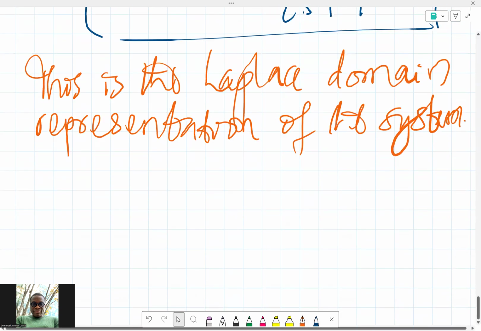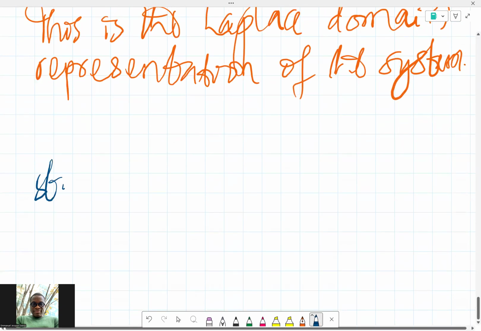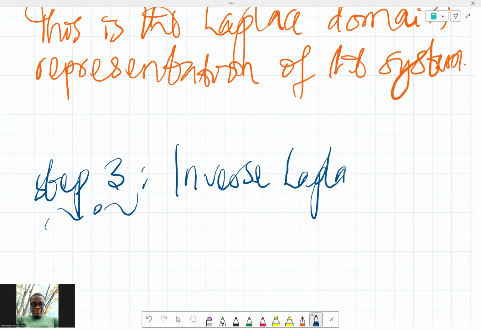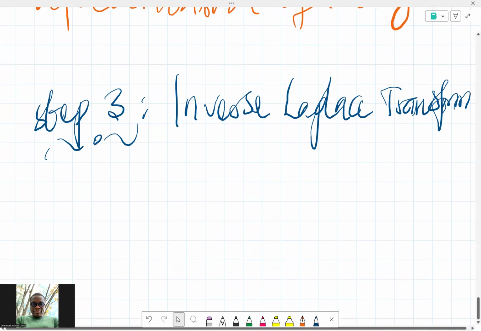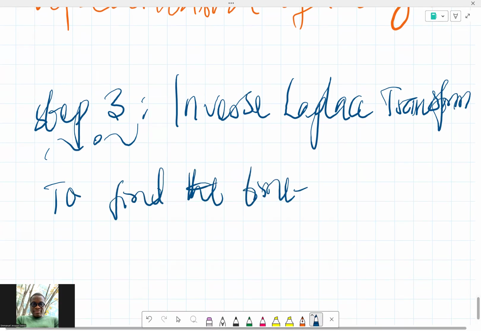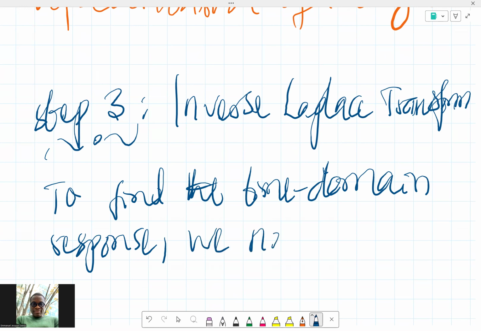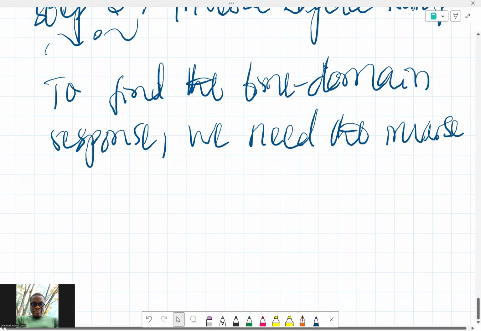So we can go for step 3. In step 3, we just have the inverse Laplace transform. So we take the inverse Laplace transform of what we got up there. To find the time domain response, we need the inverse Laplace transform.